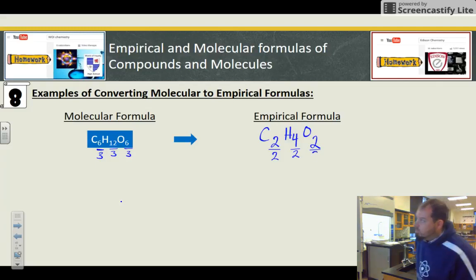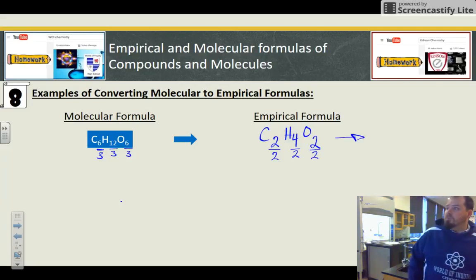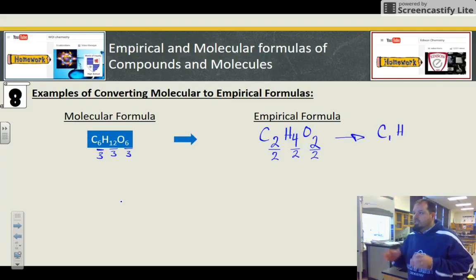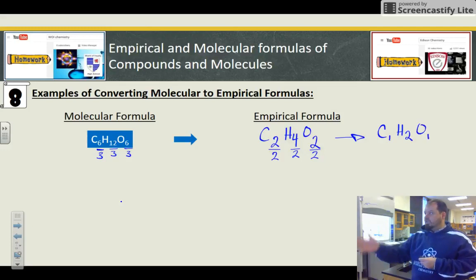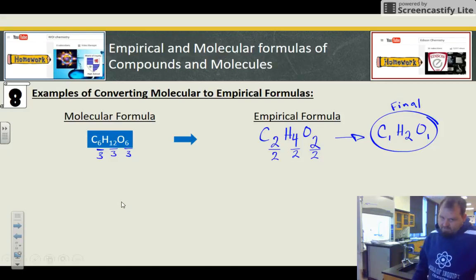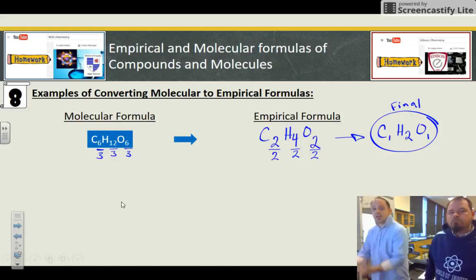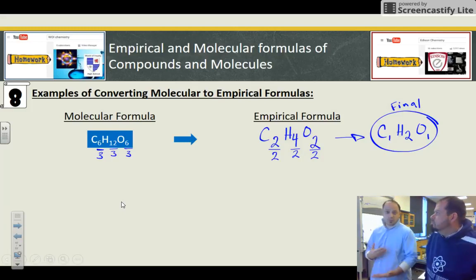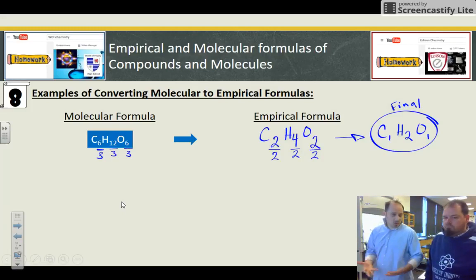As a matter of fact, what we're recommending is that if you pick a number as a factor and you come up with something that can go farther, you must continue to go farther until you can no longer go farther. Does that make sense? Absolutely. That's how you get to the lowest ratio, the simplest ratio of subscripts, which is what an empirical formula really is all it is.